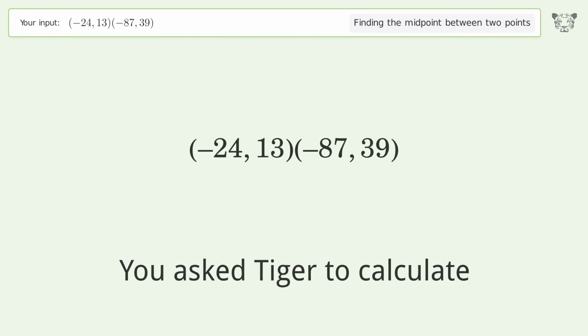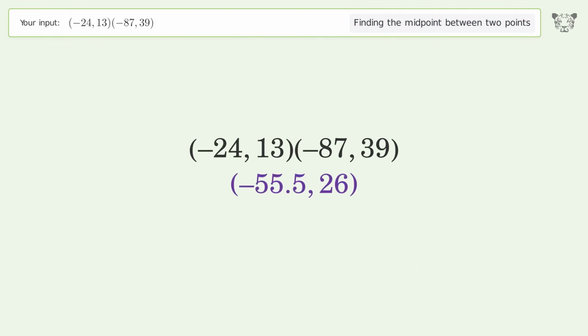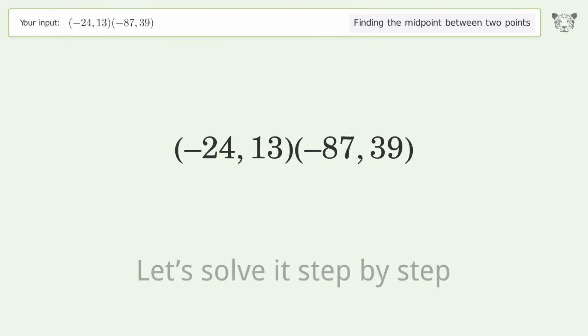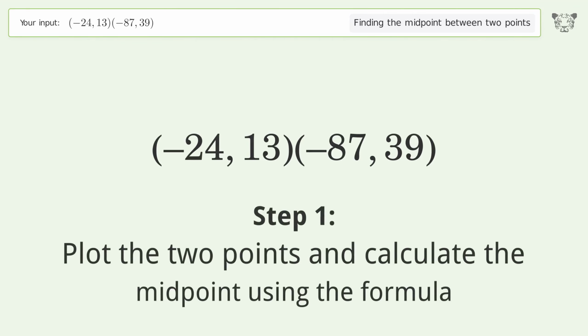You ask Tiger to calculate. This deals with finding the midpoint between 2 points. The midpoint between the 2 points is negative 55.526. Let's solve it step by step. Plot the 2 points and calculate the midpoint using the formula.